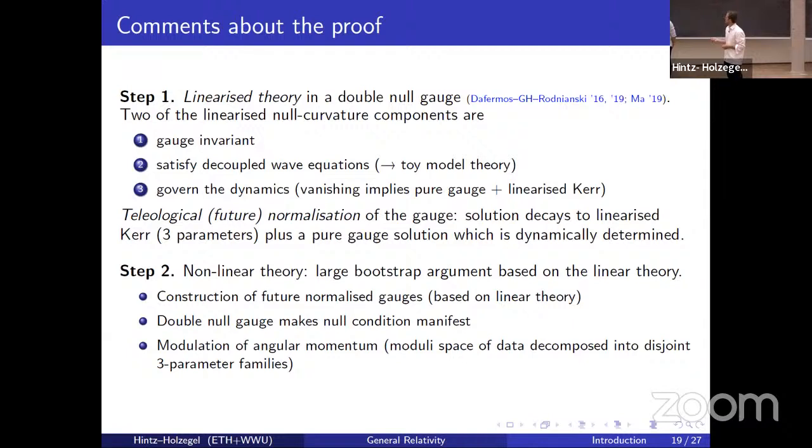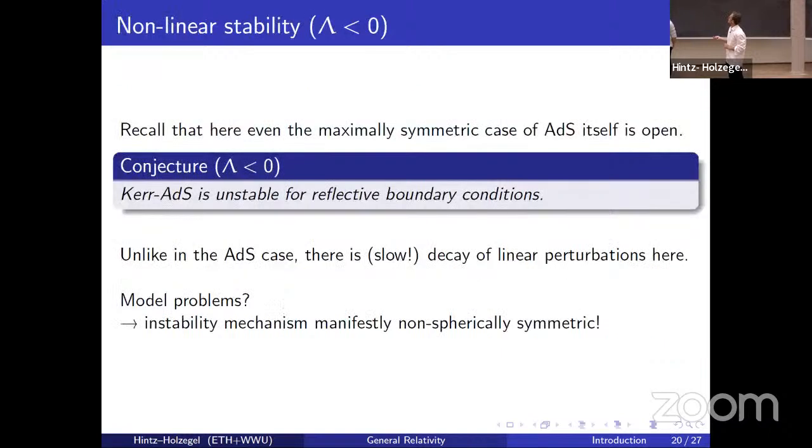wave equations. And the third aspect I want to say about the proof is the modulation of the angular momentum. So you decompose your space of initial data into disjoint 3-parameter families, and the statement is that for each 3-parameter family, you can find one member such that the corresponding initial data set converges to Schwarzschild. Okay, so that's the case lambda equals 0.